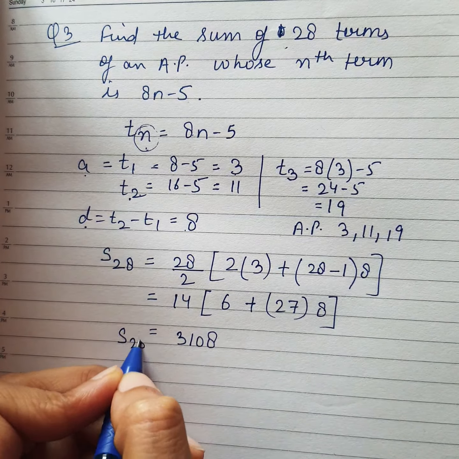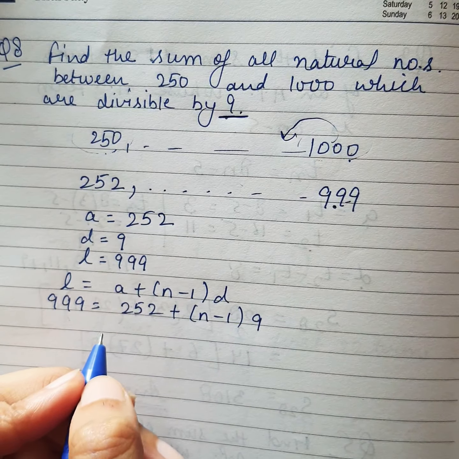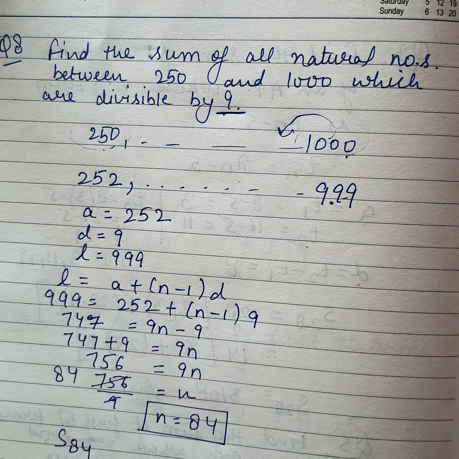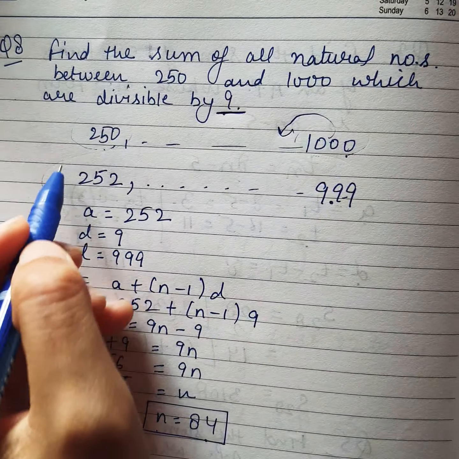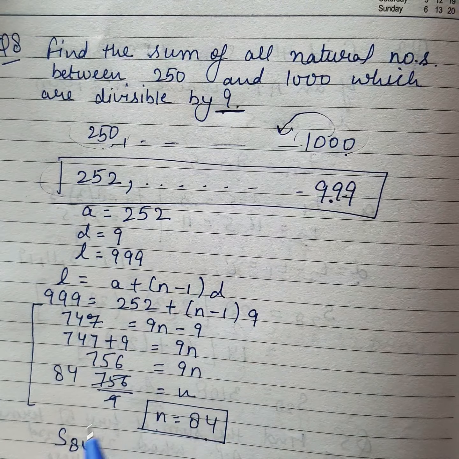Okay, so first we need to find the number of terms. So let us find l equals a plus n minus 1 d, like we did in the previous video's question. 252 plus (n minus 1) into 9. After solving with the proper steps, I got n equal to 84. That is, 84 terms are there in this AP, which means I need to find the sum of all 84 terms.